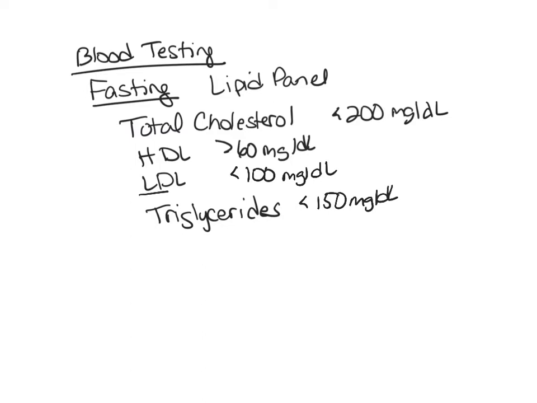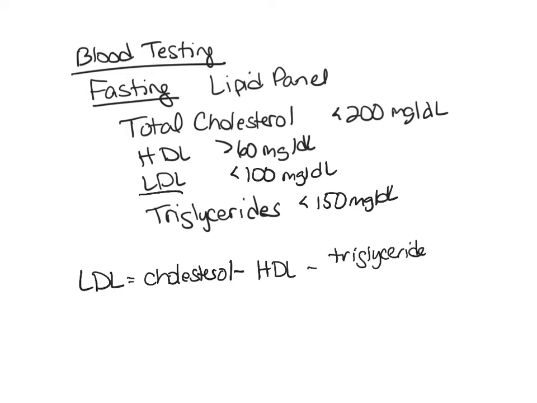The LDLs are determined through an equation. The LDLs are determined by the cholesterol minus the high-density lipoproteins, or HDLs, minus the triglycerides divided by 5. So let's look at the LDLs of a person that's right on the border.